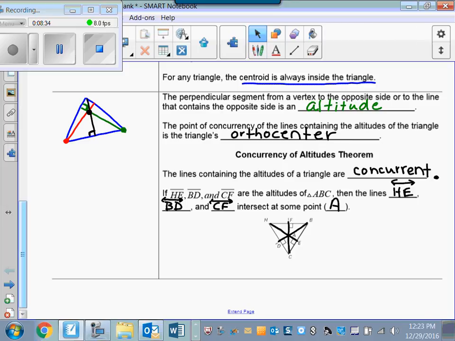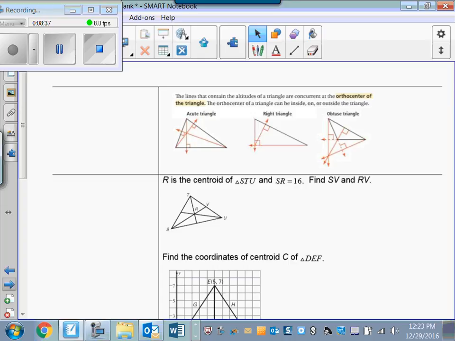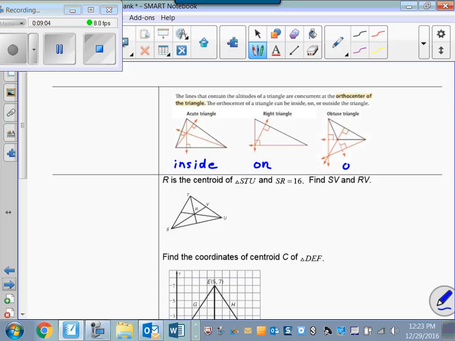However, unlike the centroid and the incenter, the orthocenter may occur inside, outside, or on the triangle, just like what other one? The circumcenter. So if we have an acute triangle, the orthocenter will always be inside. If we have a right triangle, the orthocenter will always be on. And if we have an obtuse triangle, the orthocenter is going to be outside the triangle.